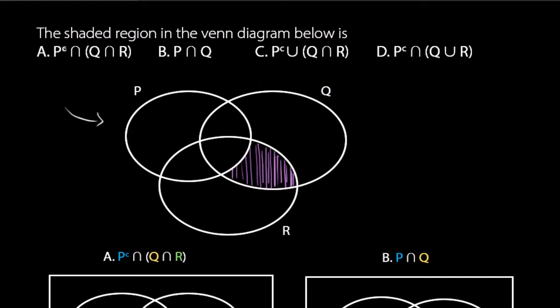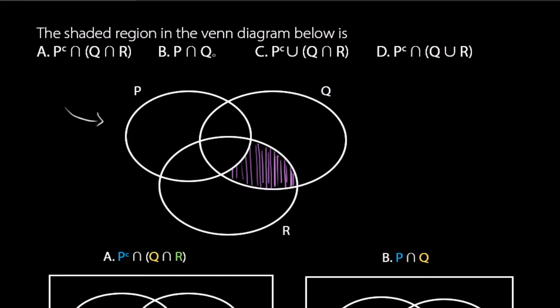So the first one is P complement intersection Q intersection R. The next one is P intersection Q. The next is P complement union of the intersection of Q and R. And D is the complement of P intersected with the union of Q and R.